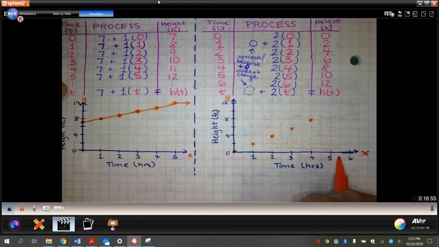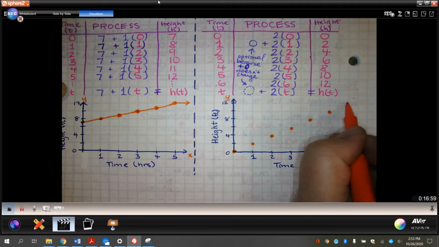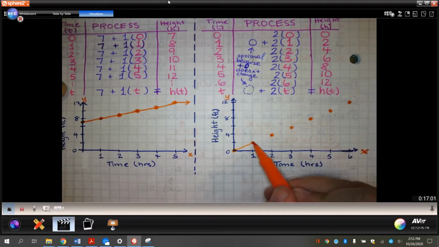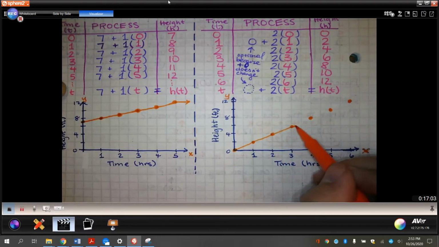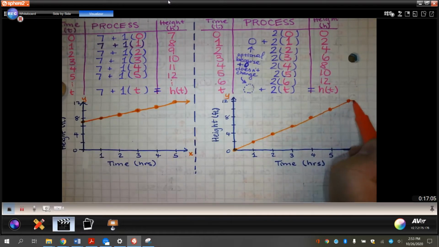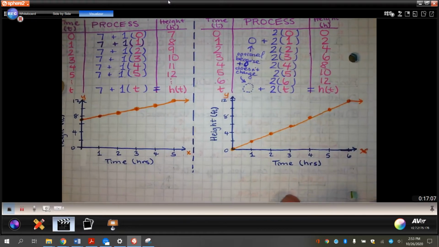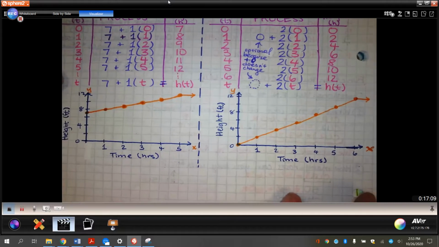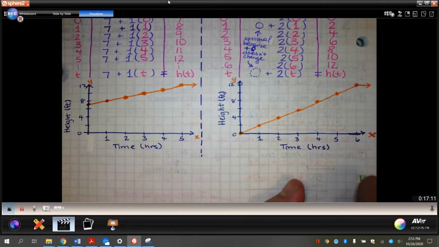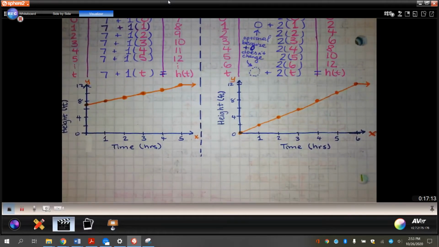And after 6 hours, we have 12. So again, we have this line, and again, it flattens off at 12 because the pool is now full. Okay, great. So now we have these 2 graphs, and we want to analyze and compare them.